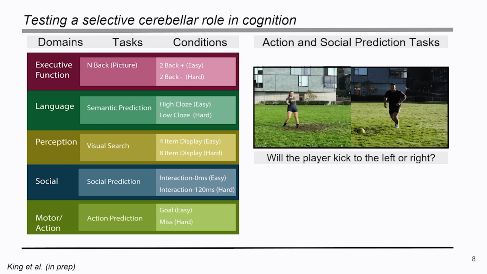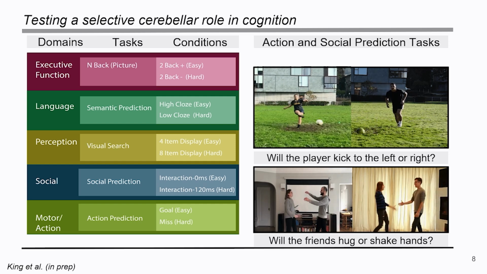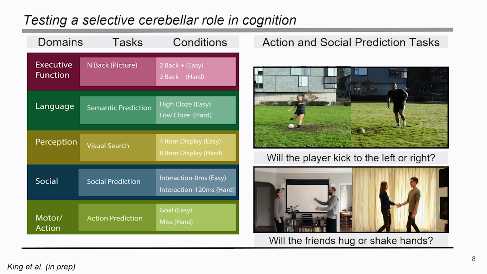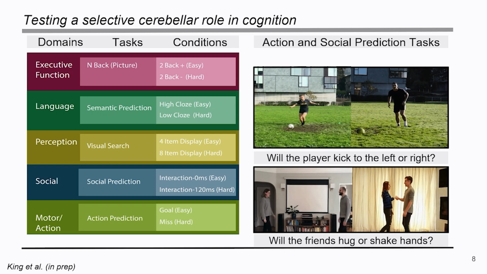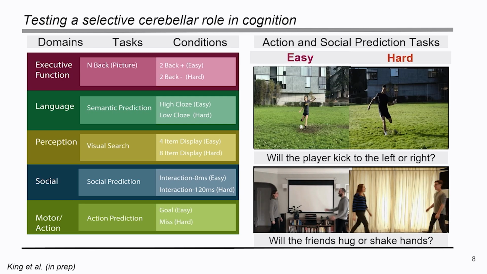And I won't go into all of the tasks for time, but for the 2 new tasks, we recorded varsity soccer players here taking hours and hours of penalty shots against 16 different targets. And then on the bottom, we recorded again many hours of people performing social interactions, so hugging and shaking hands. And we showed participants these videos in the scanner, and we asked them to predict the next sequence. So they were asked, will the player kick to the left or to the right in the action observation? And then in the bottom, will the friends hug or shake hands?